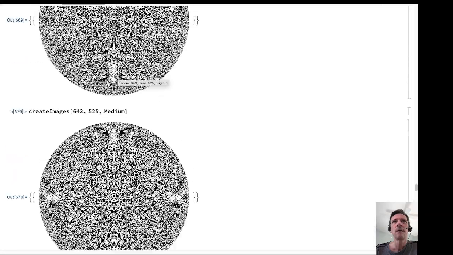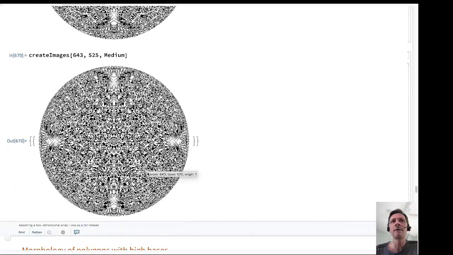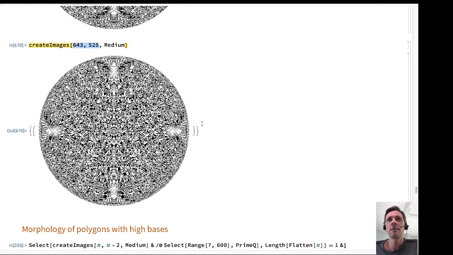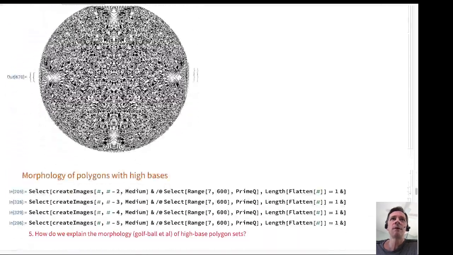Okay, and these were found just by exploring. I don't know why these things are being formed. It doesn't seem to have anything to do with the relationship between the denominator and the base of the formula. Okay, so much for these repeating figures.